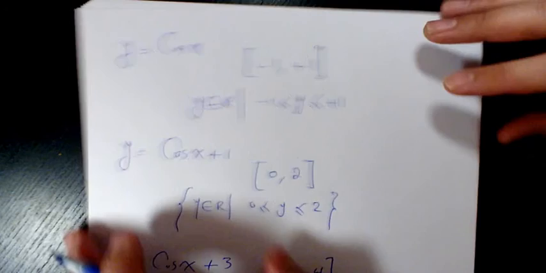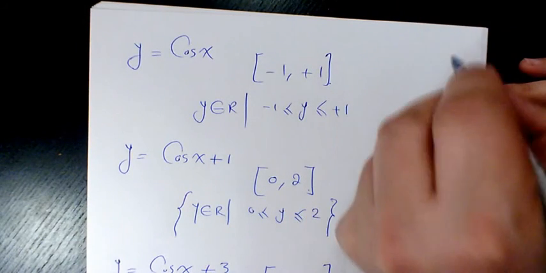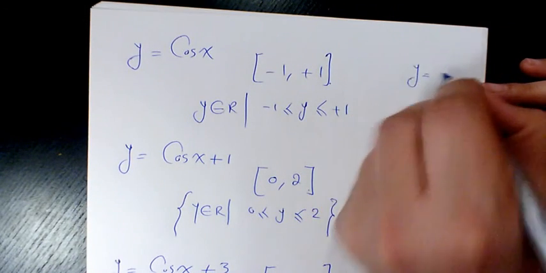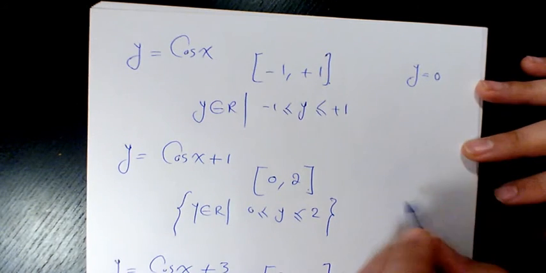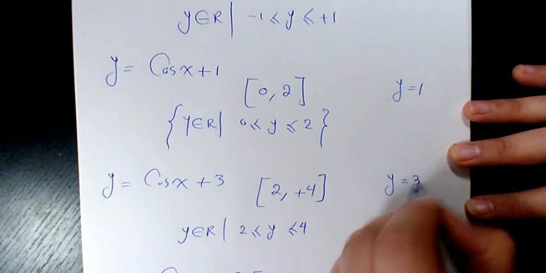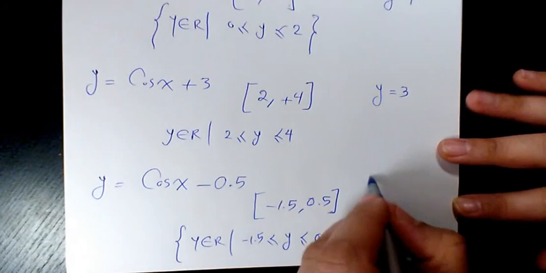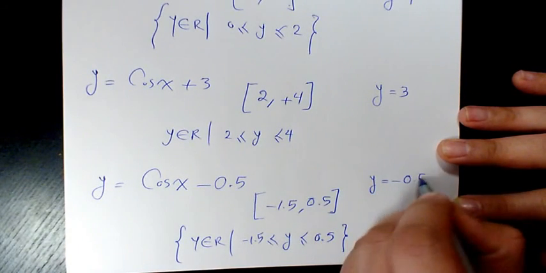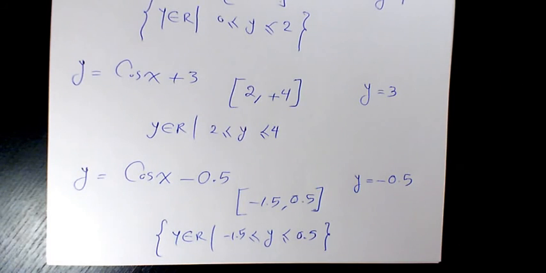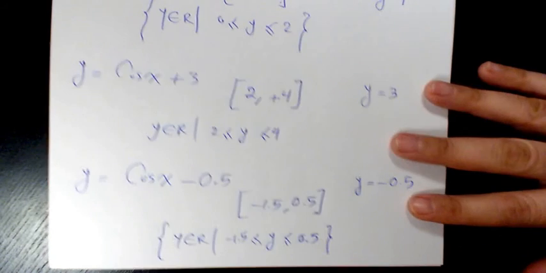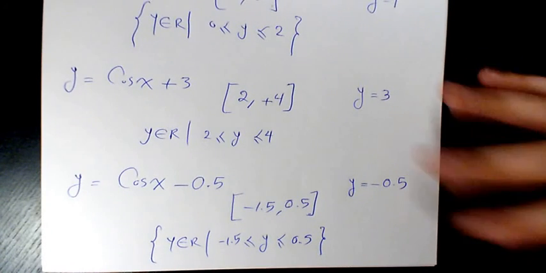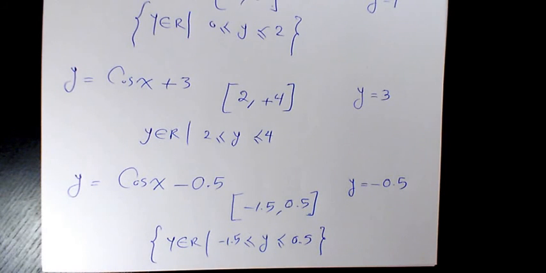Again this time we can write the equation of the axis, which is going to be y = 0. This one is going to be y = 1, y = 3, and y = -0.5. So these are the equations of the axis or center lines for these functions. So that's the concept of vertical shift and the concept of the equation of the axis.